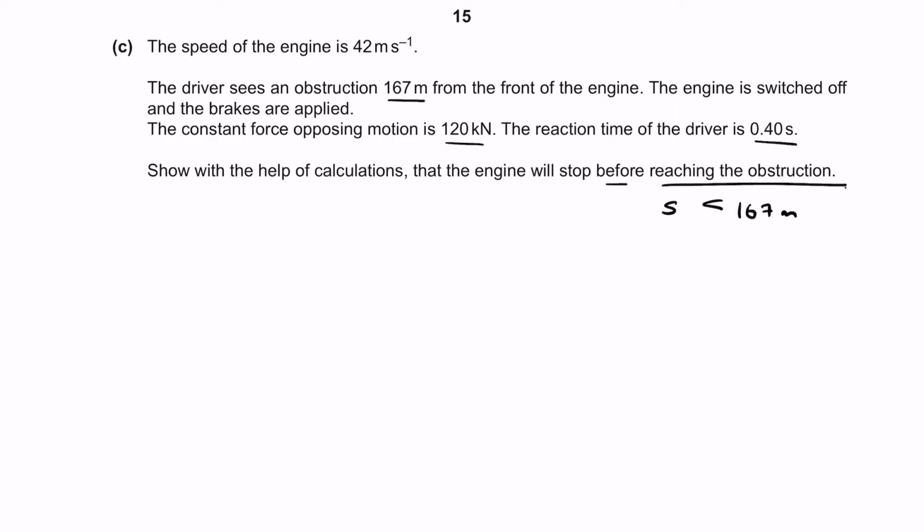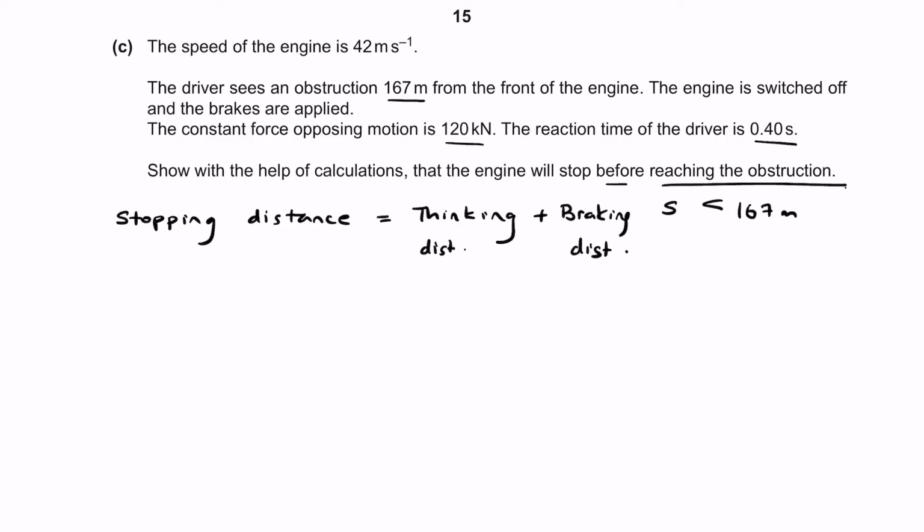So let's work on that. We know that stopping distance is made up of thinking and braking distance. So if we can figure those two distances out, thinking distance and braking distance, we can add them together. For thinking distance, it is simply the speed with which it's moving times the reaction time. That's really simple. It's moving at a speed of 42 meters per second, so 42 times 0.4 seconds, and that would give me a value of 16.8 meters. So that is my thinking distance.